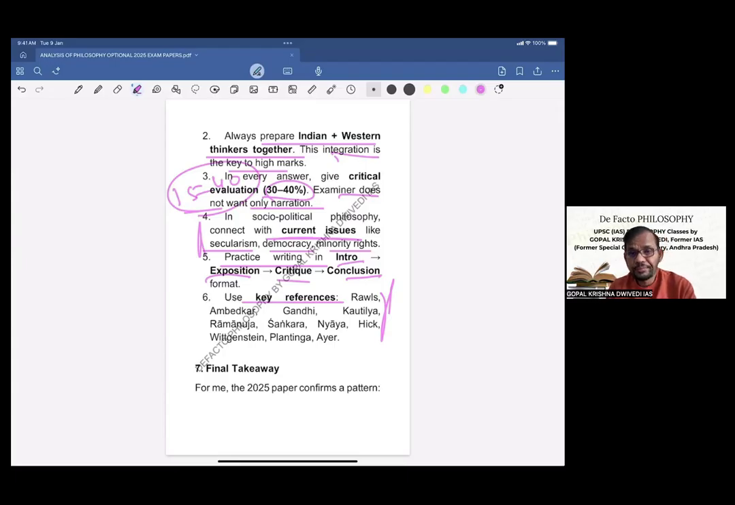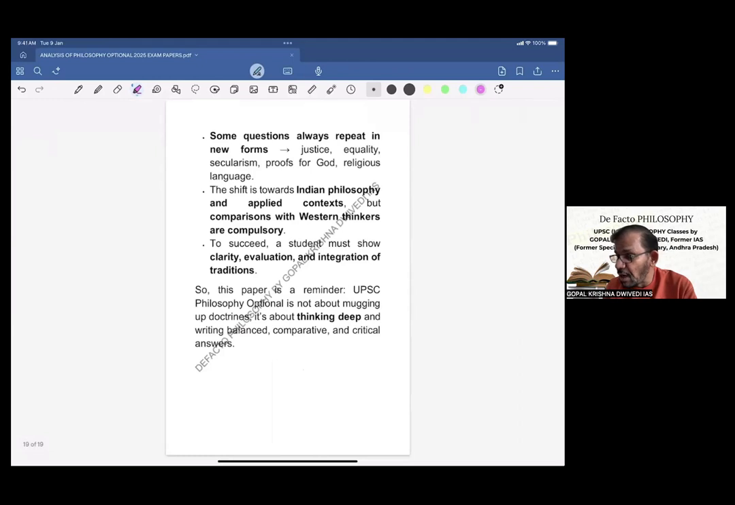Now, what can be the final takeaway as far as Paper 2 is concerned? The first takeaway is that some questions always repeat in new forms. For example, justice, equality, secularism, proofs for God, religious language. These topics are asked repeatedly every year. But the shift is towards Indian philosophy and applied contexts. This is very important because while you read current affairs, you should know that a topic may be asked in philosophy Paper 1 or Paper 2 also. So accordingly, you have to prepare.